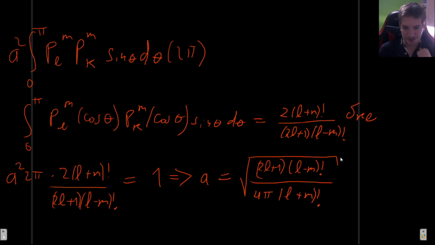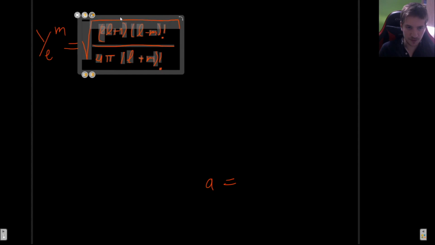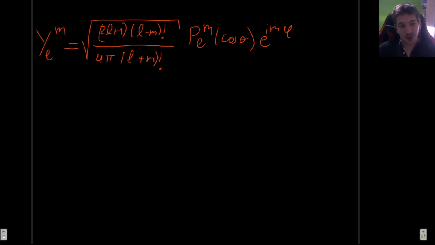Okay, so finally with this we can now write the final form of our spherical harmonics, which are just going to be what we just determined, this constant of normalization, times our associated Legendre polynomials, but evaluated at cosine θ, and this is going to be multiplied by e^(imφ). So this is finally the solution to this angular equation.